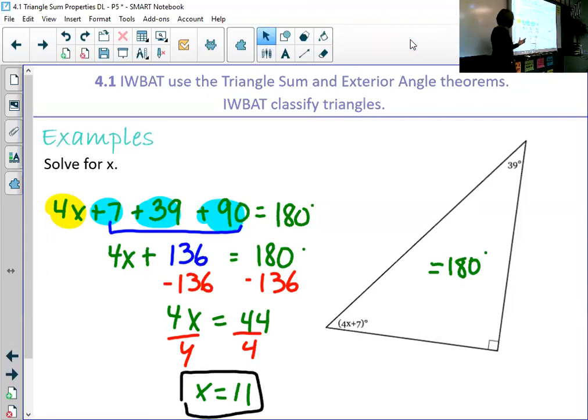So sometimes you'll have algebraic expressions for the angle markings. Notice that they're in parentheses with a little degree mark. You don't need to keep the parentheses or the degree when you put it in your equation. Sometimes they'll have more than one algebraic expression, so just add all three together and then solve your equation.